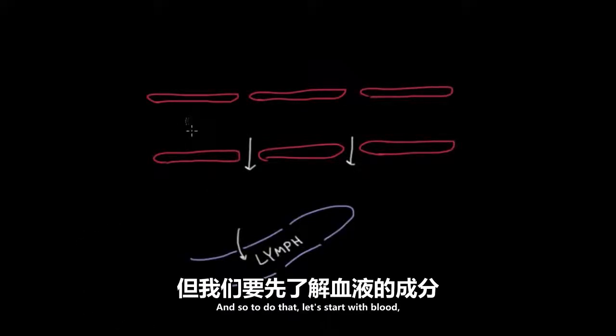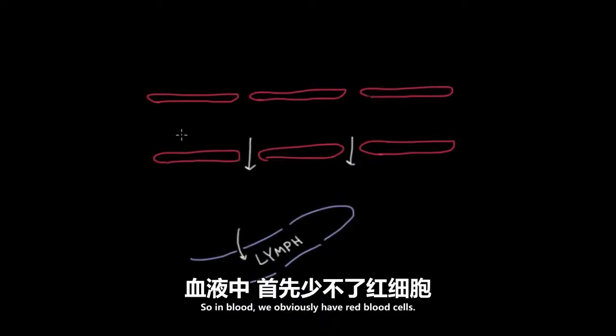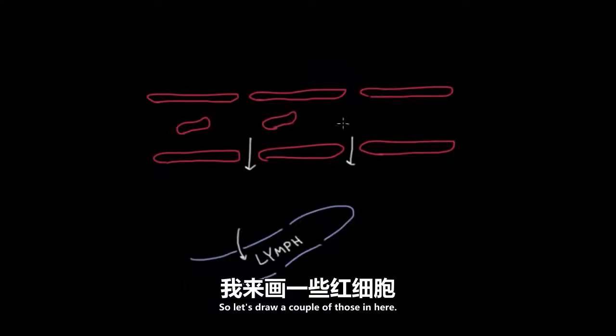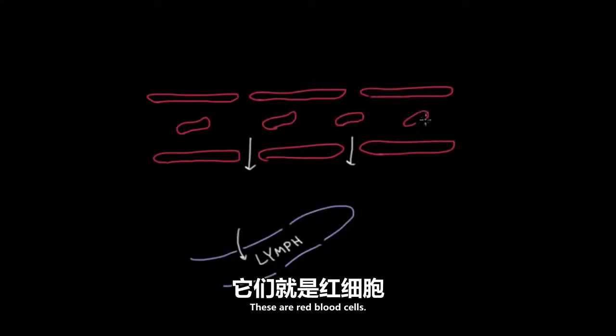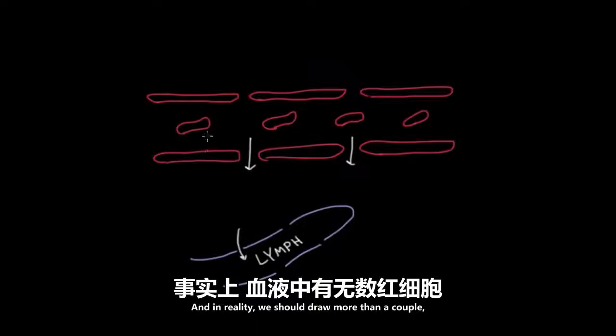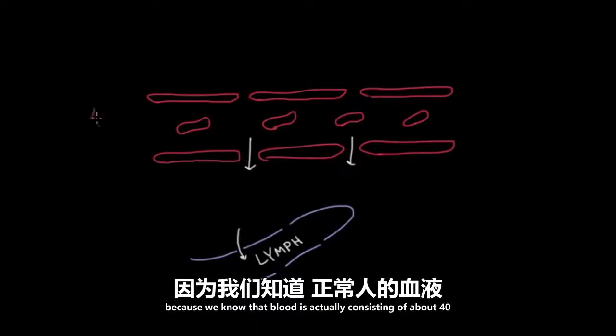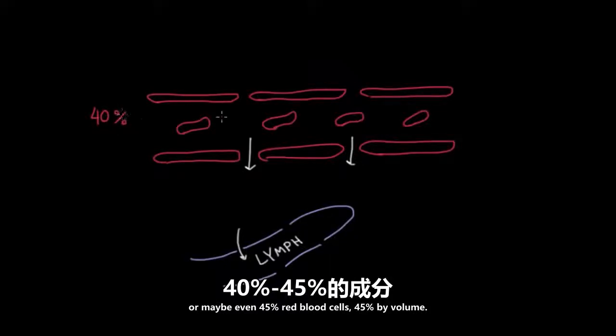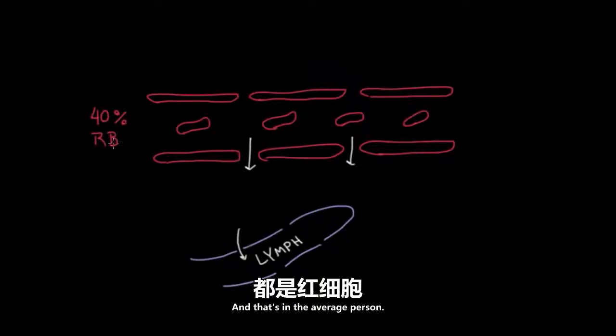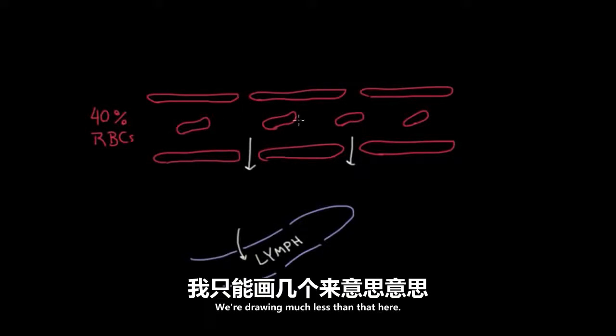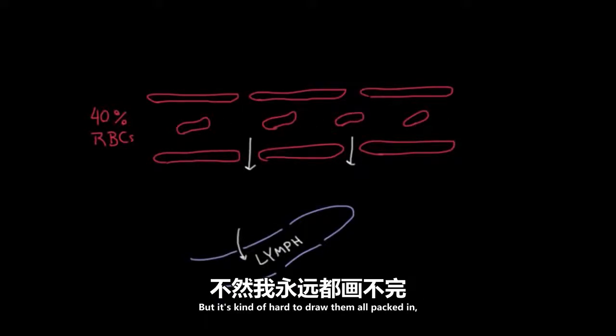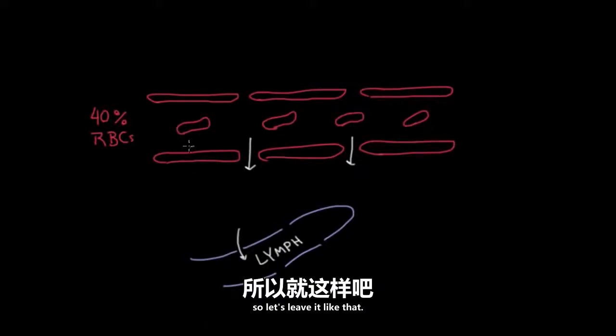And so to do that, let's start with blood, because lymph originally comes from there. So in blood, we obviously have red blood cells. So let's draw a couple of those in here. These are red blood cells, and in reality we should draw more than a couple because we know that blood is actually consisting of about 40 or maybe even 45% red blood cells by volume, and that's in the average person. If you're anemic, it'll be less. So blood has about 40%. We were drawing much less than that here, but it's kind of hard to draw them all packed in, so let's leave it like that.